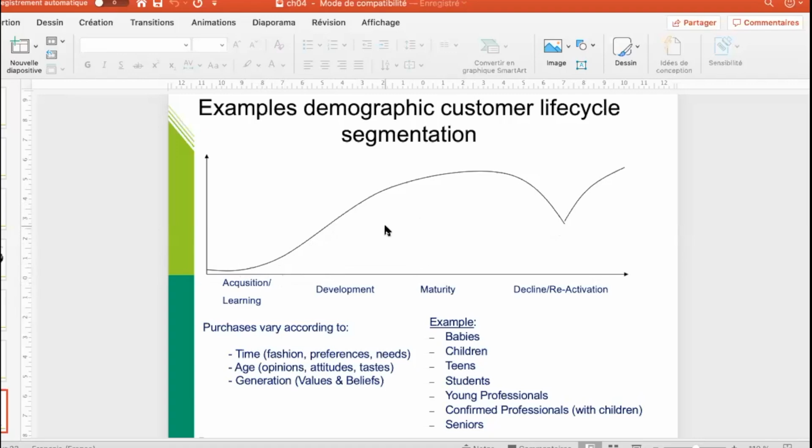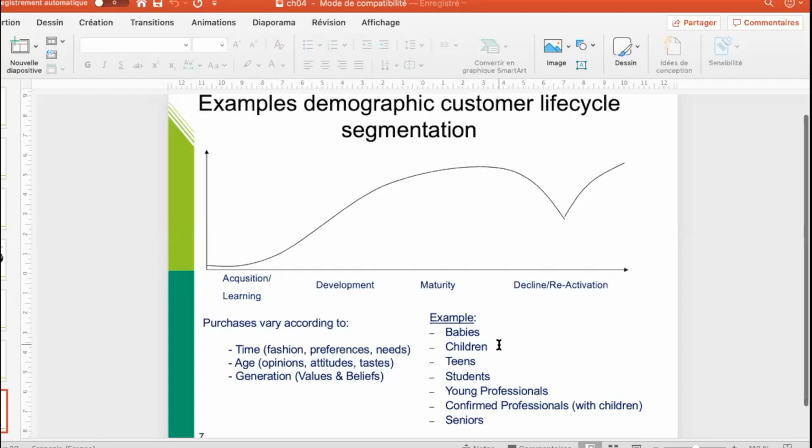There are different states through which customers go through, and the purchases vary then according to the time. You probably buy more in a mature state than in a beginning state. It varies according to ages, and generations have different opinions, attitudes, tastes, values and beliefs. Here, as I just said before, examples are babies, children, teens, students, young professionals, confirmed professionals, and seniors. According to each life cycle, the needs are different.